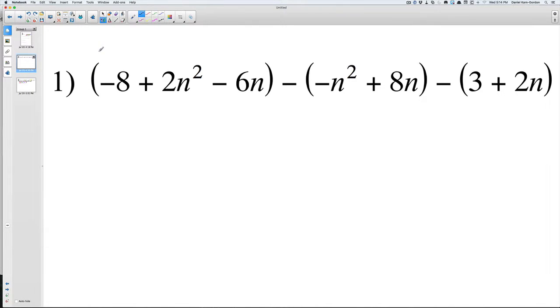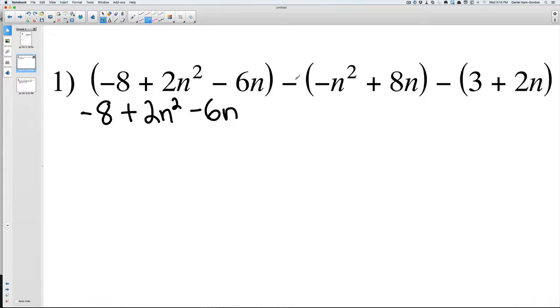Today we're going to talk about adding polynomials. You have to get rid of all these parentheses first. In order to get rid of the parentheses, you have to look at what's in front of it. In front of this one, there's nothing, so we can just bring down the numbers. We have -8, we have the 2n squared, and we have the -6n. So that's the first set.